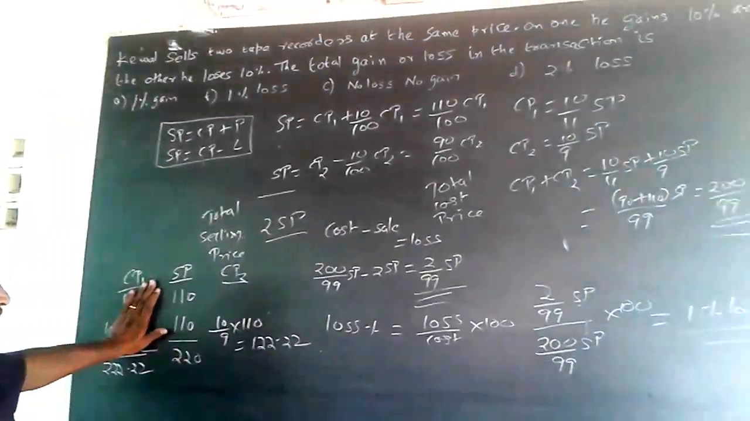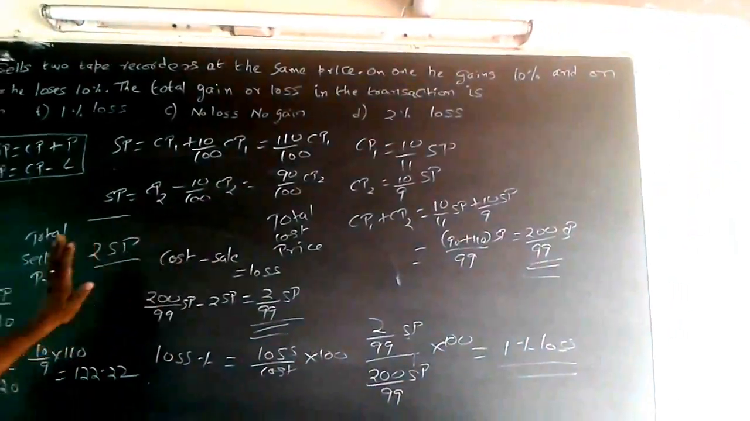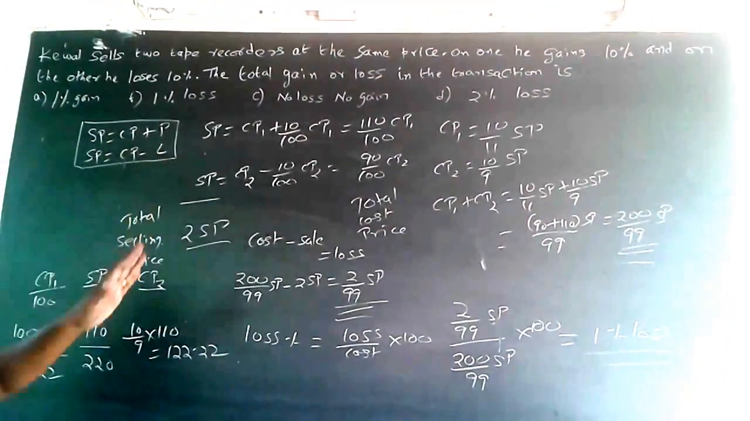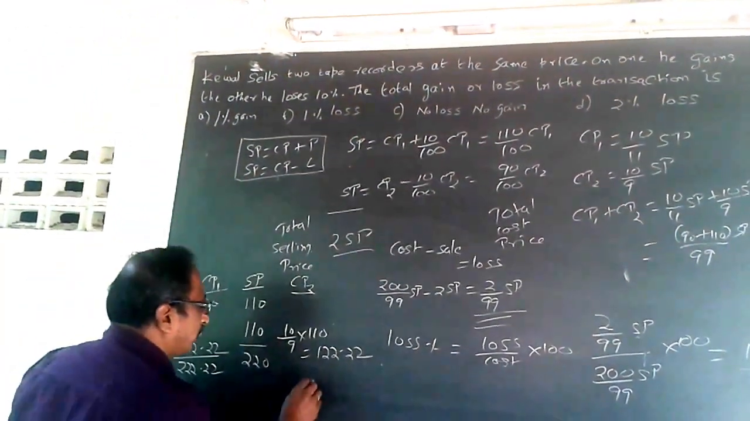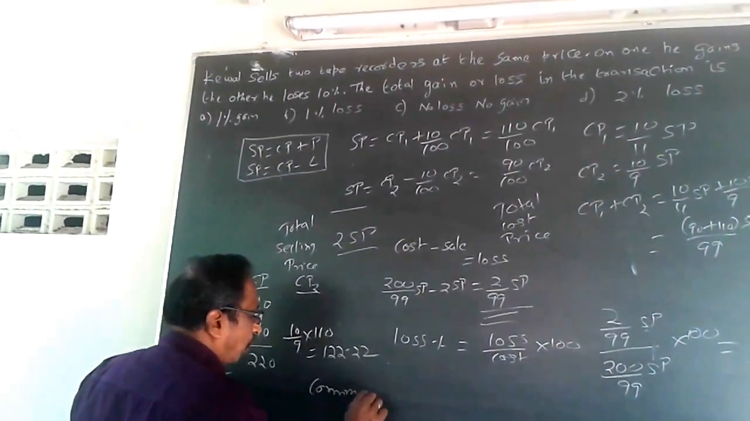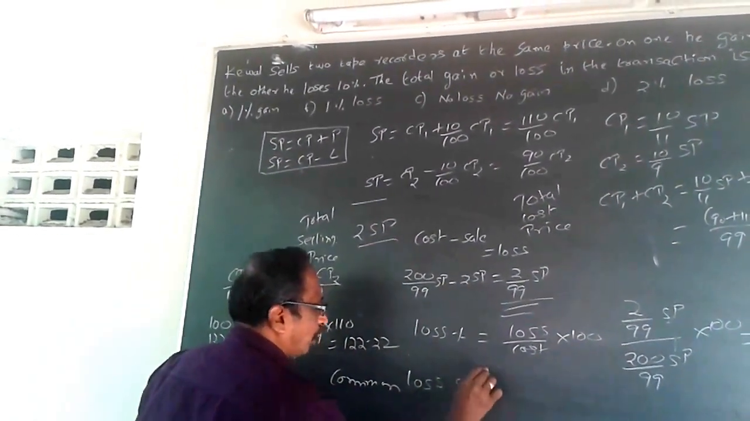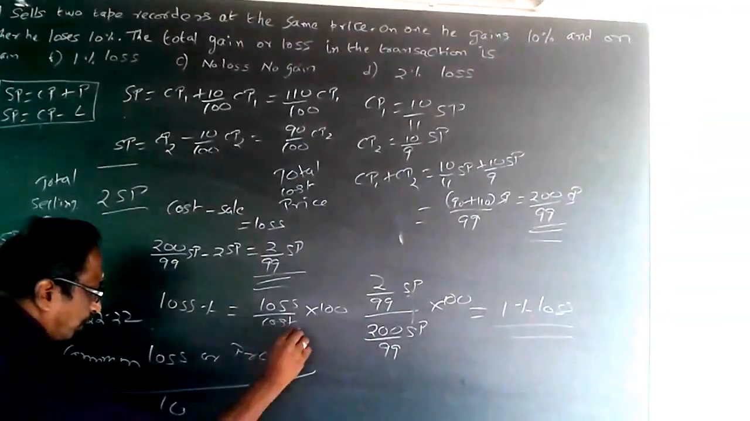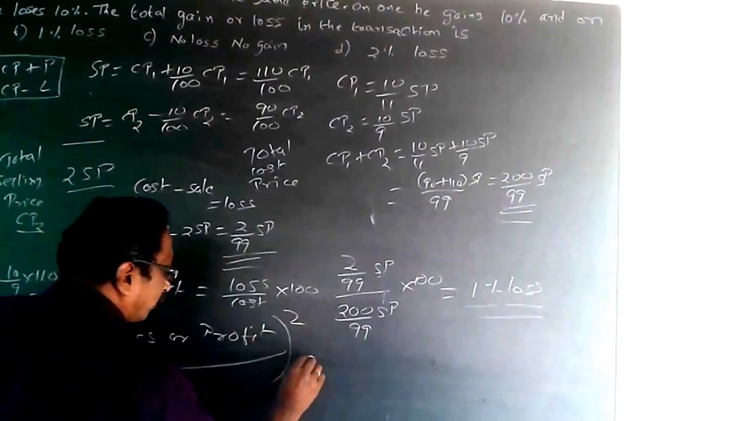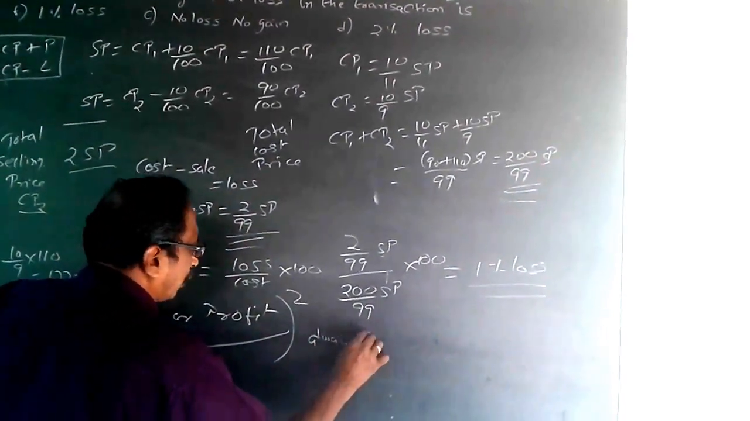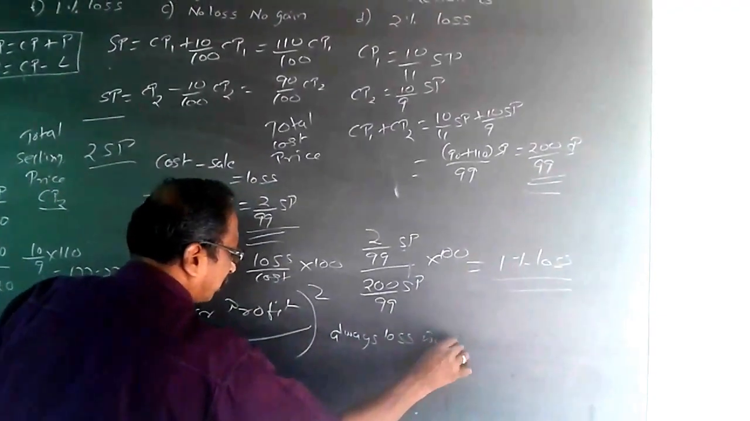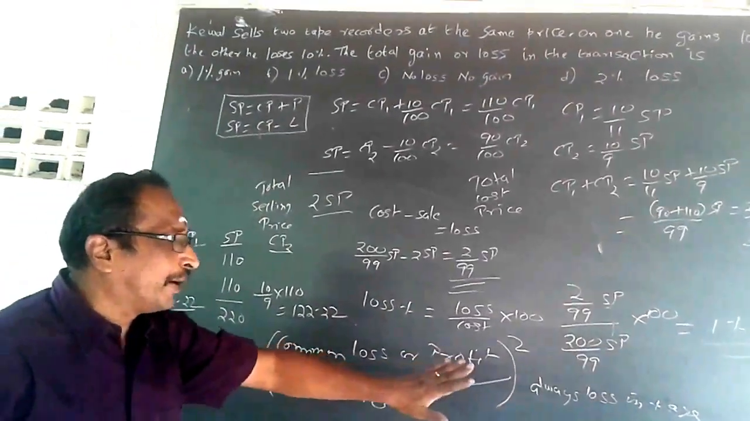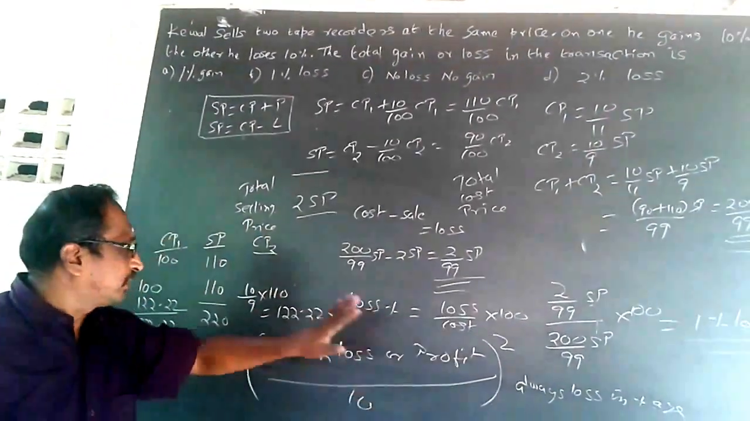In real time you have to do it like this, but unless you are clear with the concepts, you can't do it like this. There is also a formula for this. Whenever the selling price is the same for profit and loss percentage, the formula is common loss or profit divided by 10, the whole square, always a loss in percentage. So here it is 10%, which means 10 by 10, 1% loss. So in real time you have to do it like this or like this.